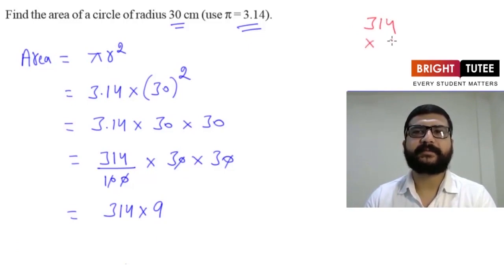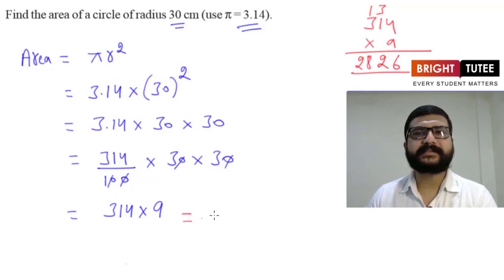314 has to be multiplied with 9. Now 9 fours are 36. 6 will come here and we will write 3 here. 9 ones are 9 plus 3, it is 12. So 2 here and 1 here. Now 9 threes are 27, and 27 plus 1 is 28. So this will be 28 here. So the answer we are getting is 2826. So this will be the area, 2826 square centimeters.